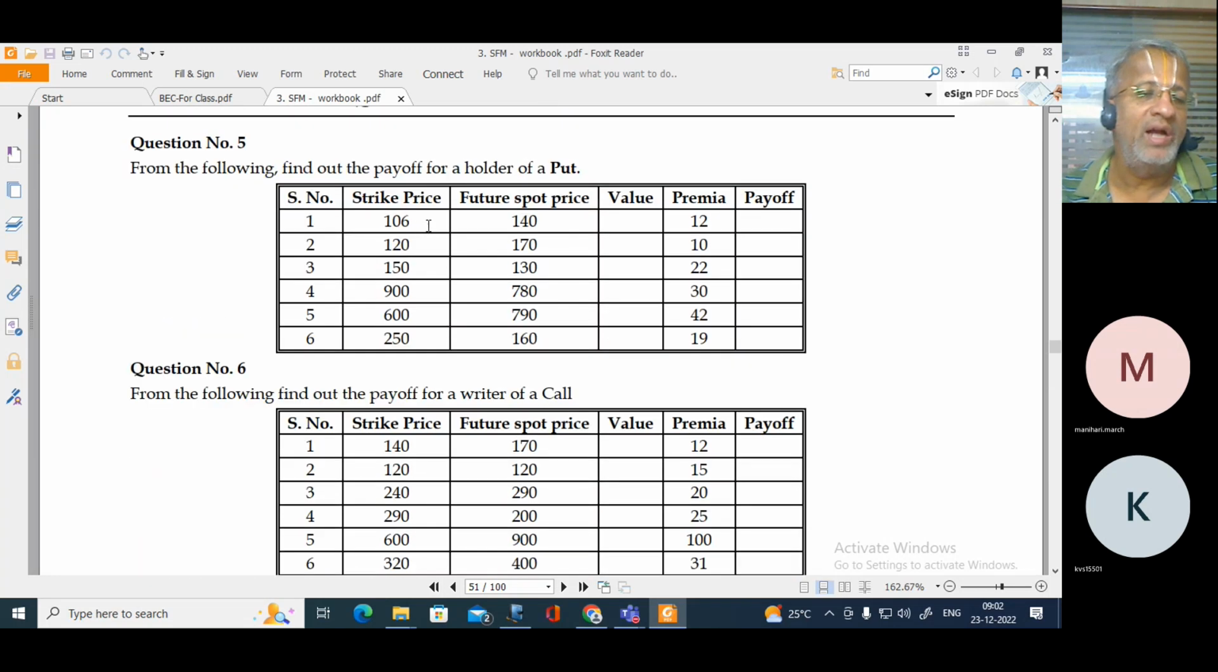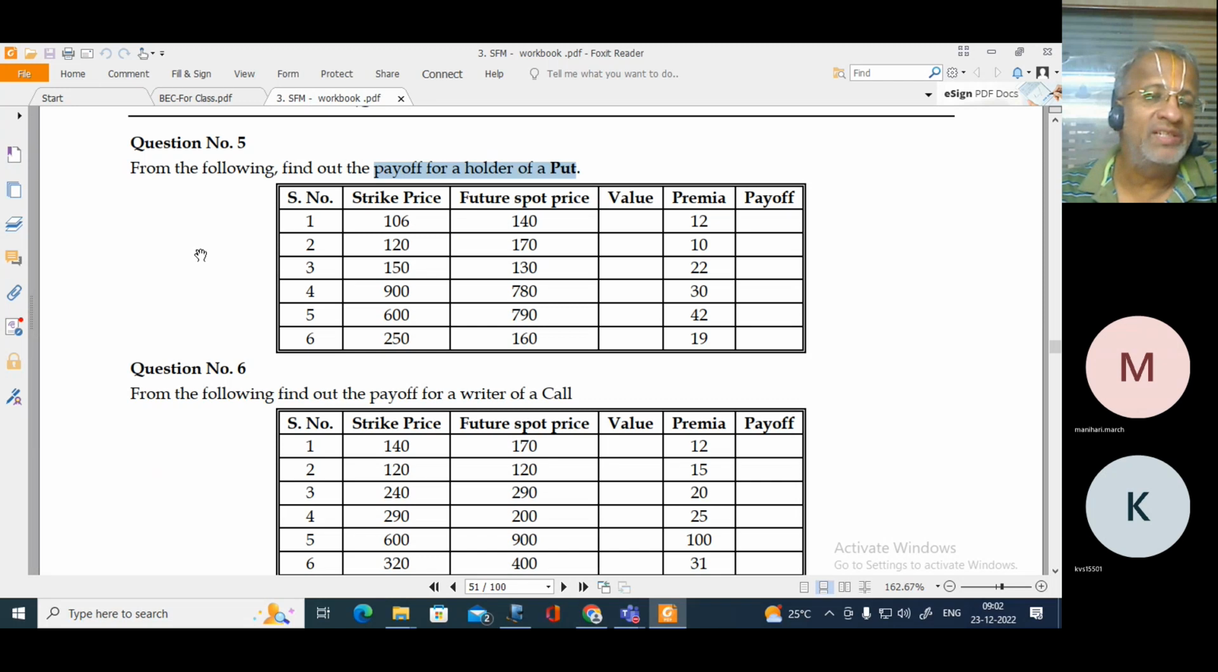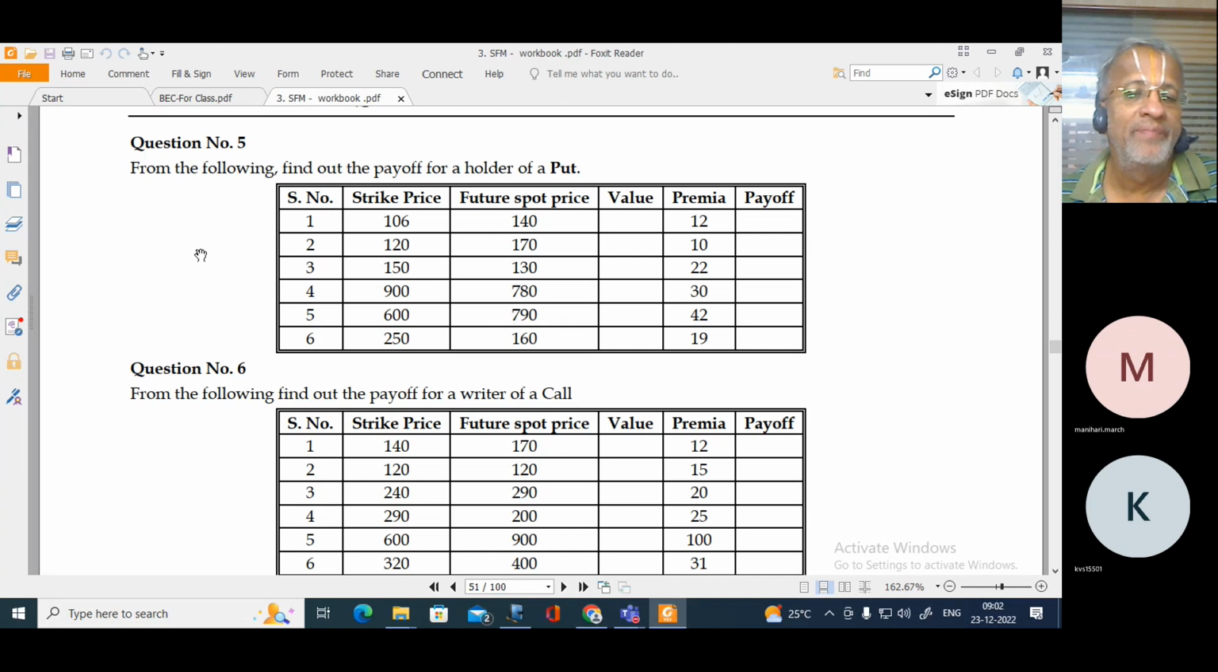Illustration number 5. Understand that this question is about the payoff from the viewpoint of the put holder. Please understand, put will be exercised when future spot price is less than the exercise price. Item number 1, 106 and 140 as future spot price. I am not getting the opportunity to make profit. So it is a loss scenario. Value of the put is 0 and 12 is the premium, minus 12 is the payoff. Am I right? Yes, sir.